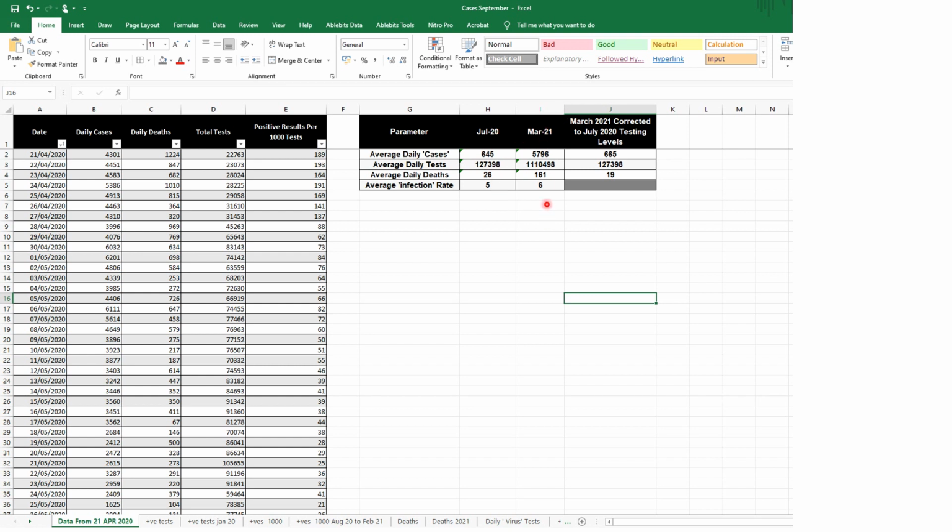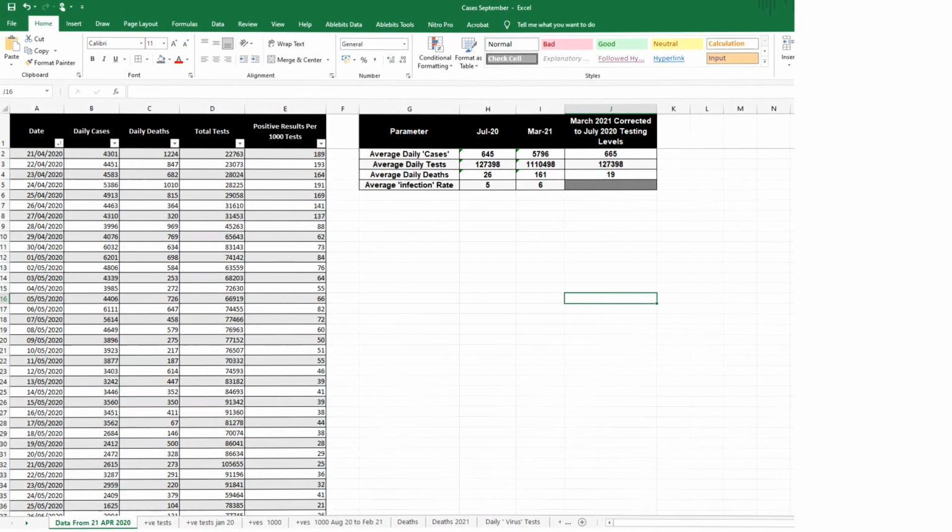And what I've done here as well is I've picked two months to compare, July 20 and March 21. And of those, I've looked at the average daily cases, the average daily tests, the average daily deaths, and the average infection rate. That's this number of positive tests per 1,000. And I'll show you why I've selected those and why I've worked these figures out. And I've also done some corrections to correct the one to the other based on the difference in testing being carried out, but we'll talk about that in more detail.